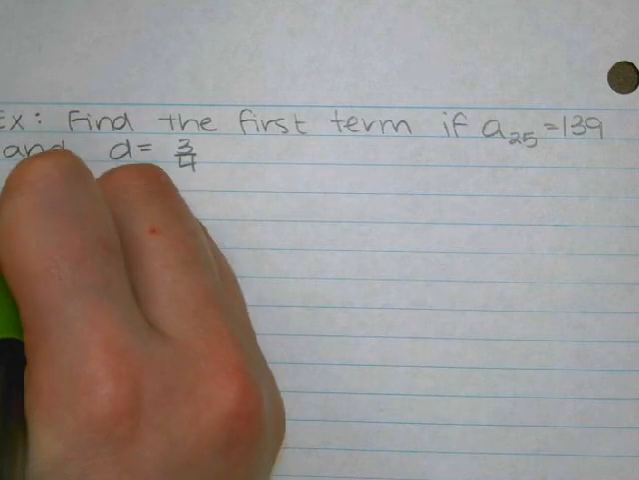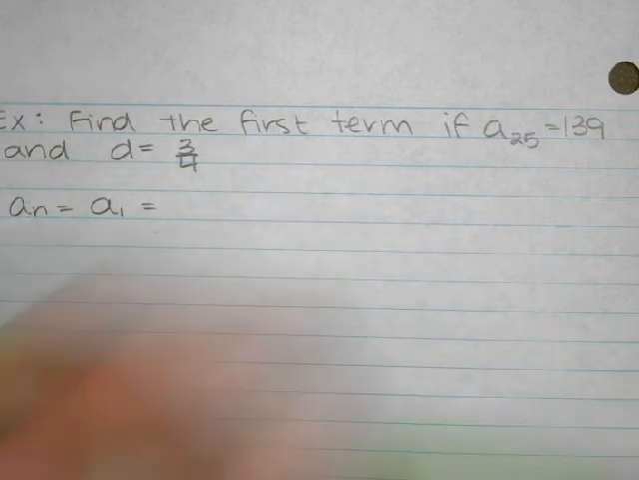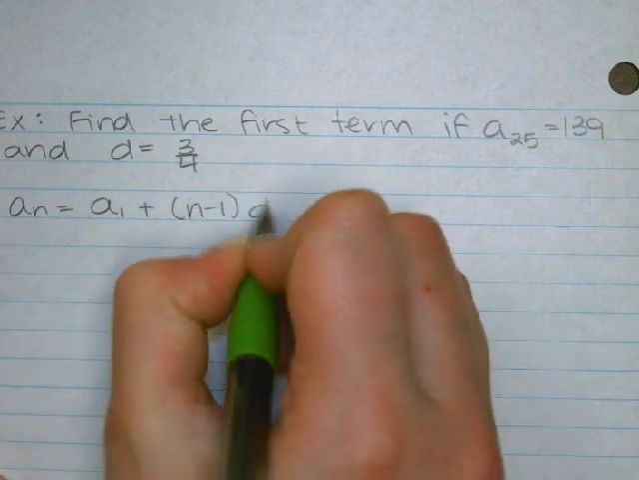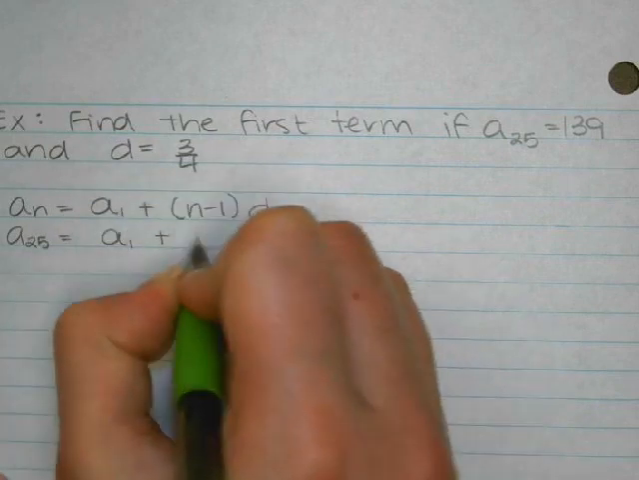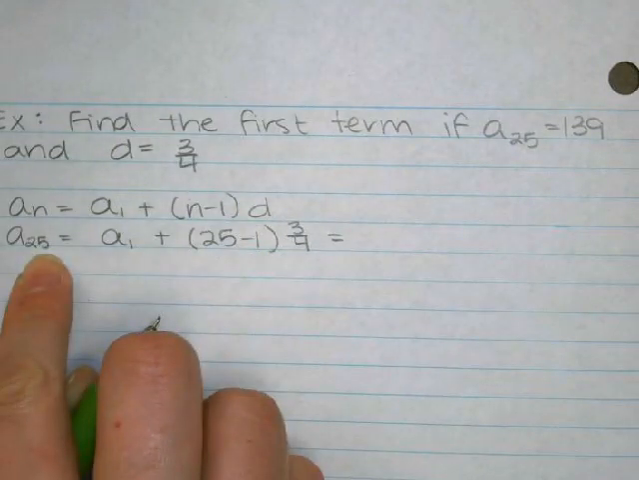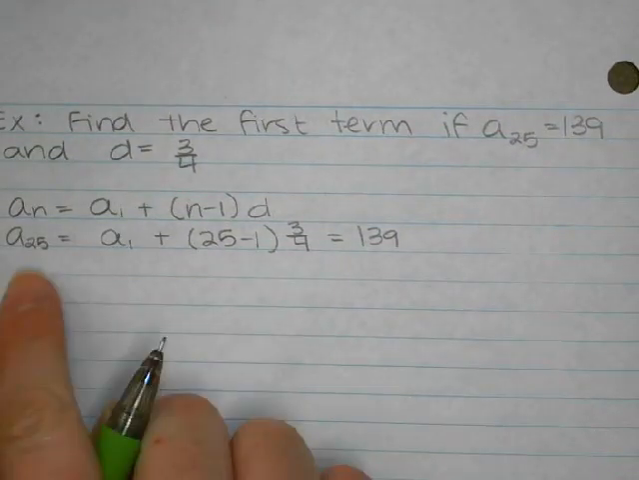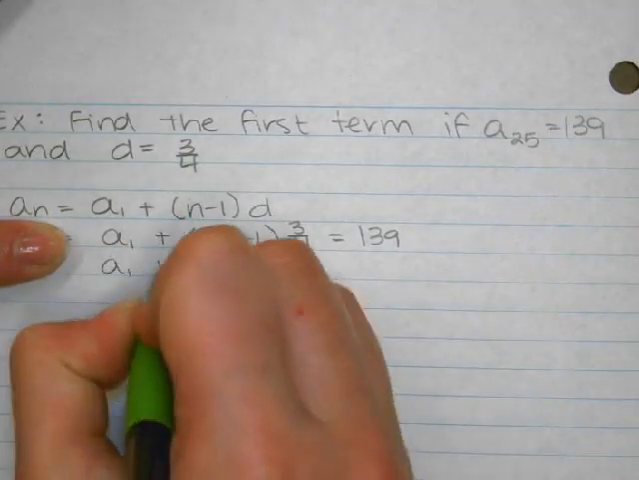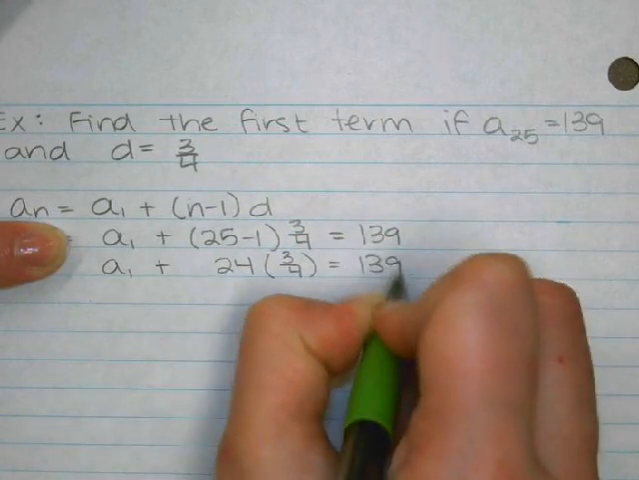So here I'm going to say I'm working with my explicit form. I'm just going to go ahead and write it out. The 25th term is the first term plus 25 minus 1 times the d value, and the 25th term equals 139. So I'm going to cover this up. This is the equation that I'm solving right here. So I have the first term plus 24 times 3/4 equals 139.